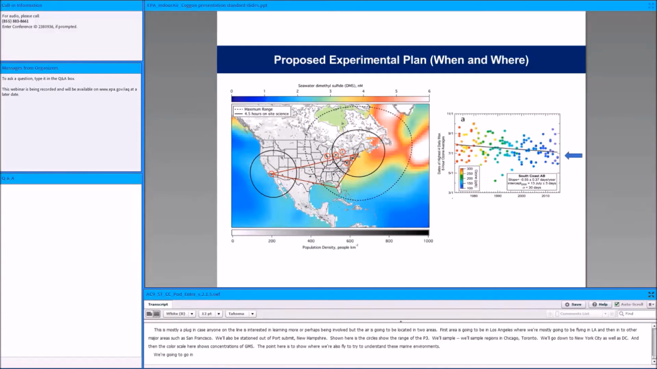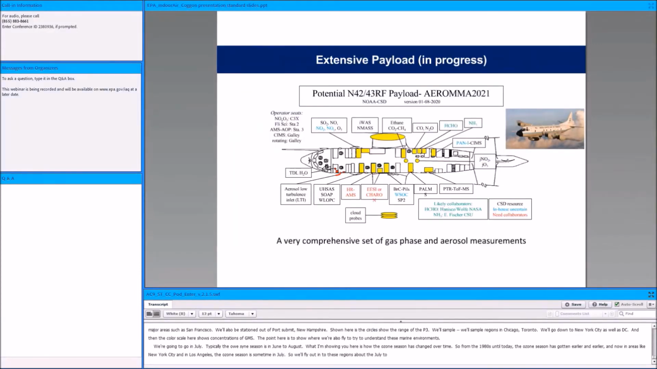Typically, the ozone season is in June to August. What I'm showing you here is how the ozone season has changed over time. So from the 1980s until today, the ozone season has gotten earlier and earlier. And now in areas like New York City and in Los Angeles, the ozone season is sometime in July. So we'll fly out into these regions about the July to August timeframe.